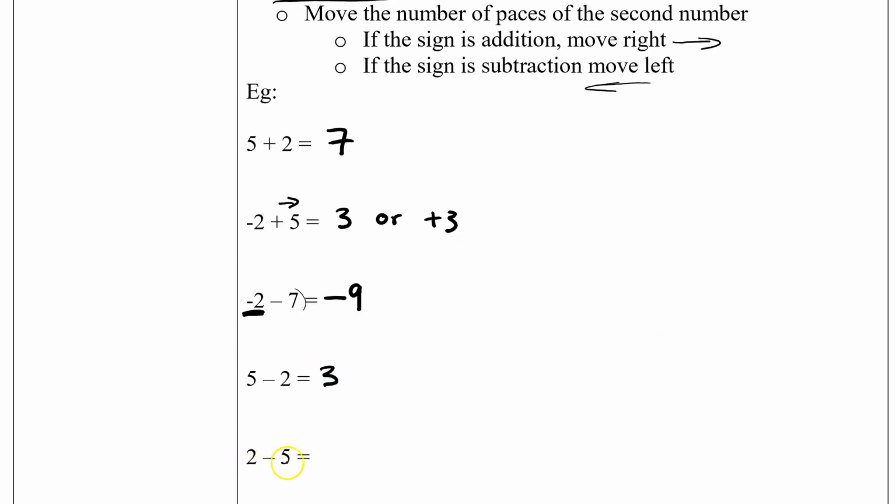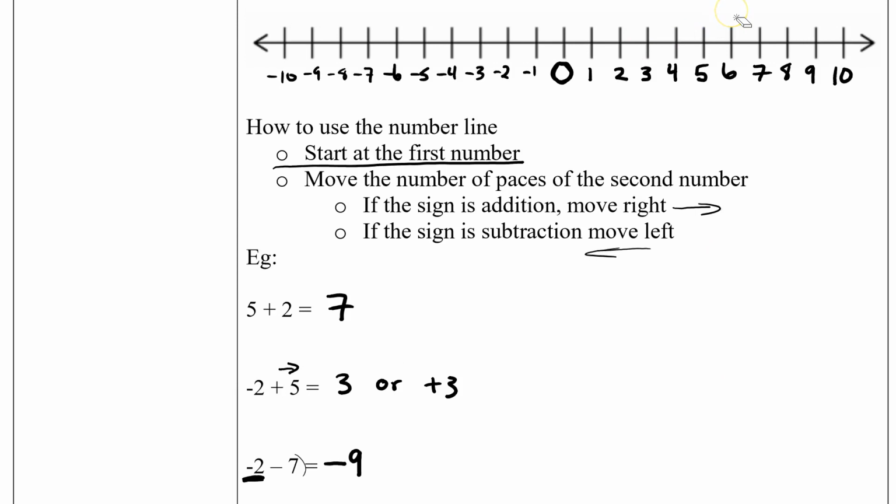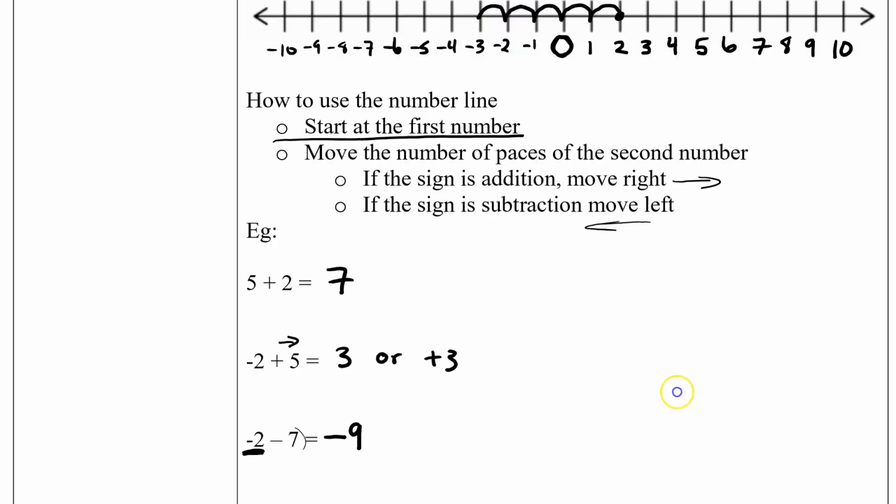But here I'm going to change this on you. You start at 2 and you move left 5 paces. So we're starting at 2 and we're moving left 5 paces. 1, 2, 3, 4, 5. So it's going to end up at negative 3.